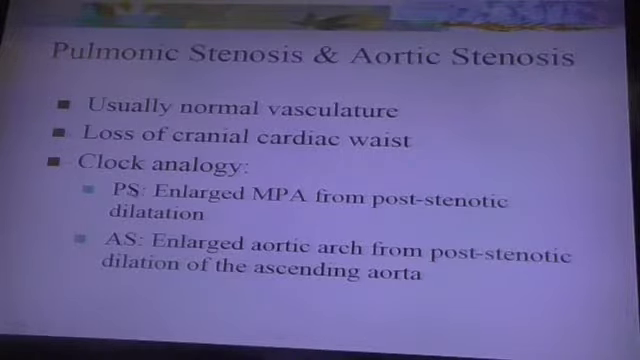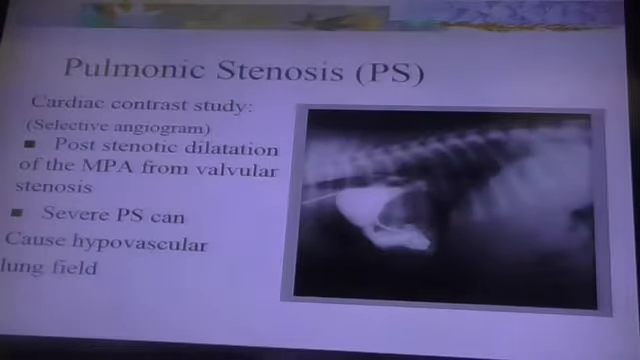If you're thinking of pulmonic stenosis, you would expect to see enlargement of the main pulmonary artery from post-stenotic dilatation, and again, on the left side. And then aortic stenosis, post-stenotic dilatation. So you'll see a bulge on the left side on the DV. And then you look for loss of the cranial cardiac waist. Everybody with that? Great. Now, what does it look like?